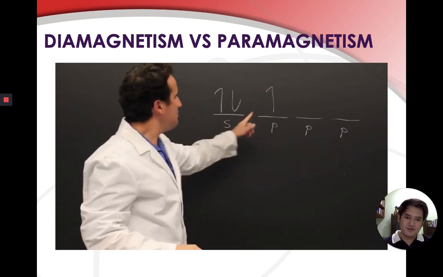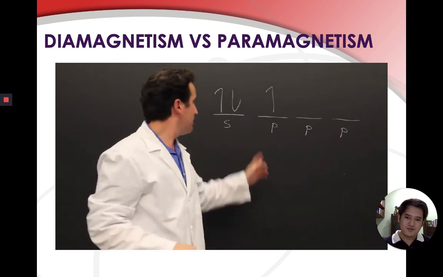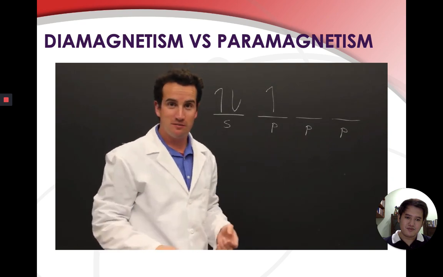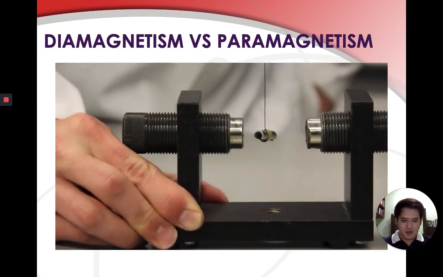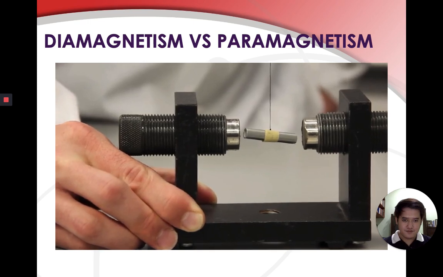Now it's that unpaired electron that makes it a paramagnet. This unpaired electron enables it to become magnetized. And it's that unpaired electron that is free to be magnetized and attracted by the magnet.